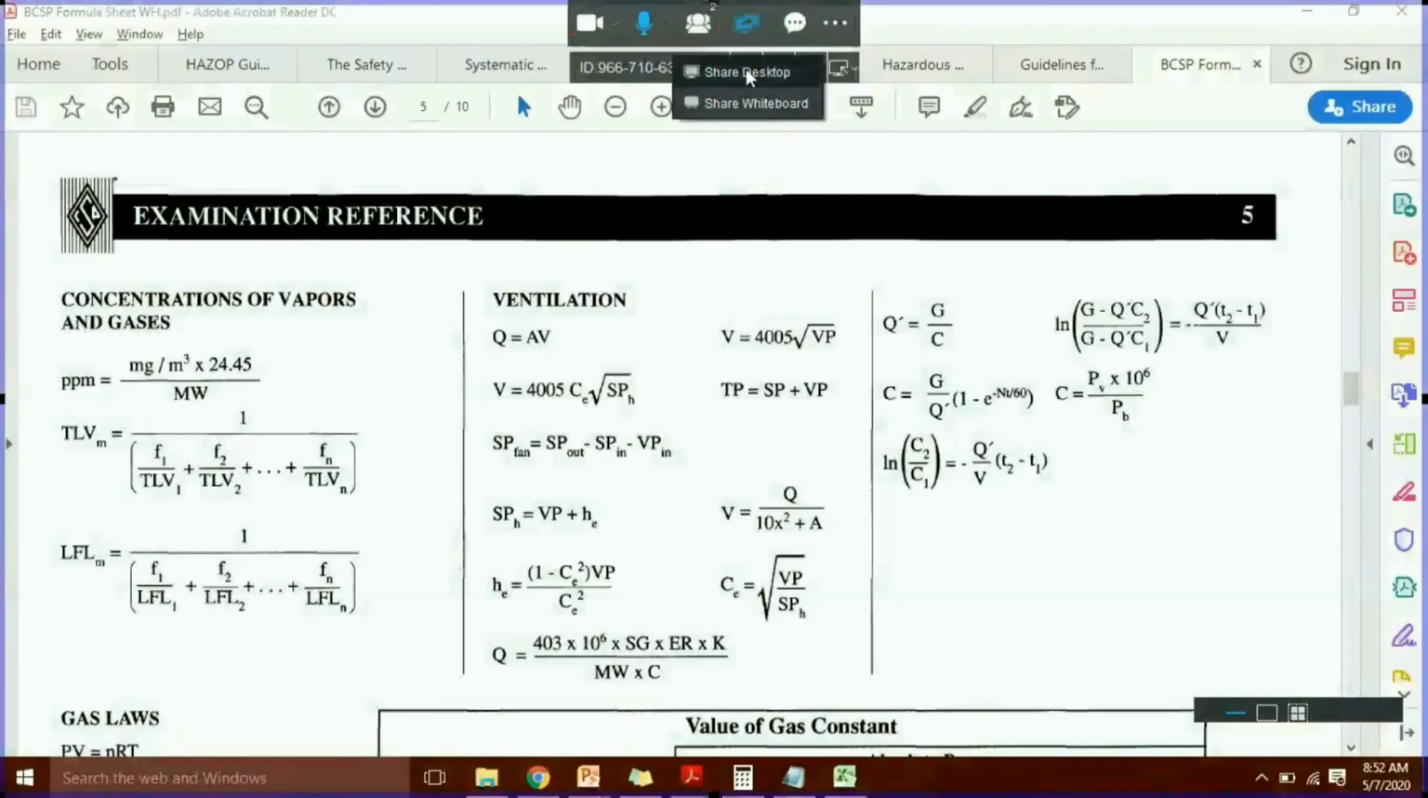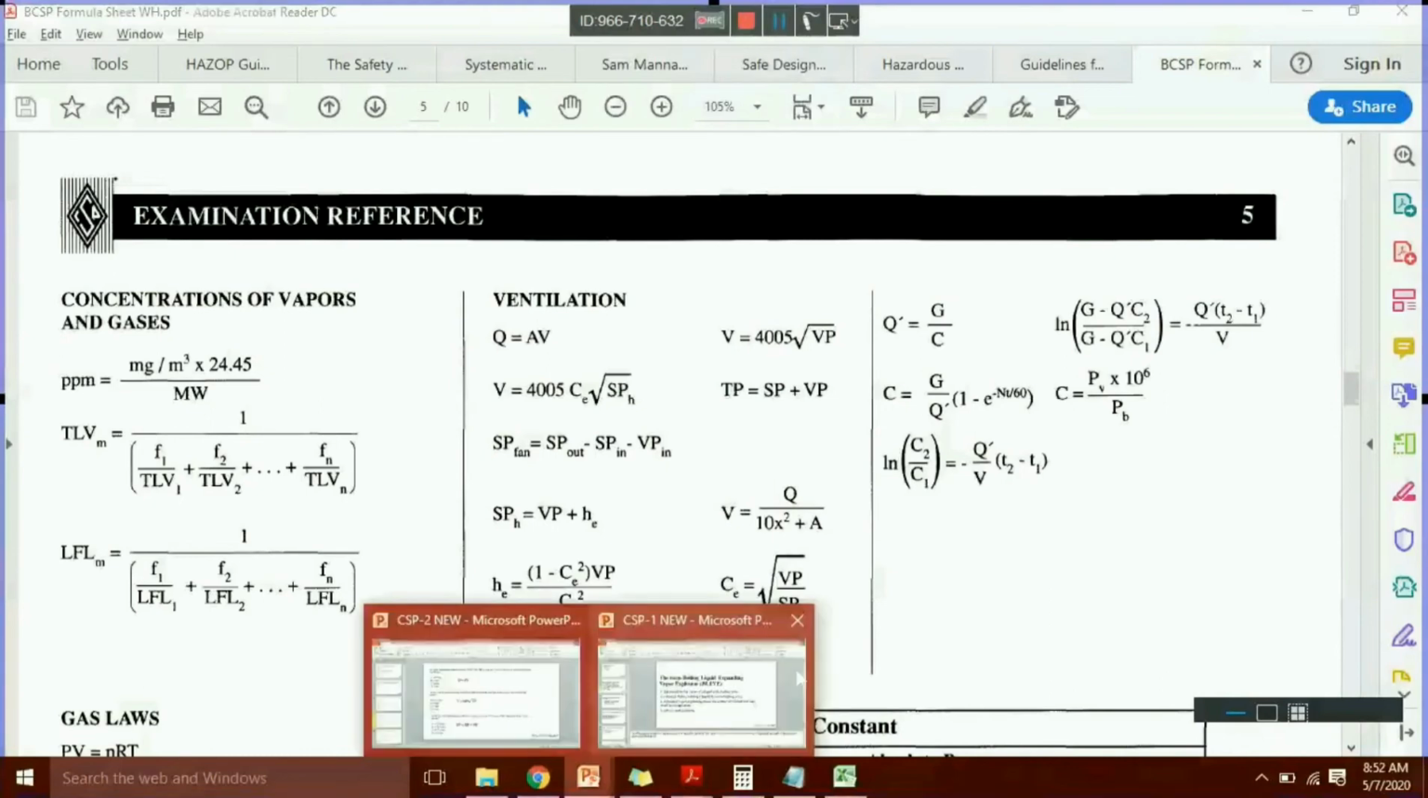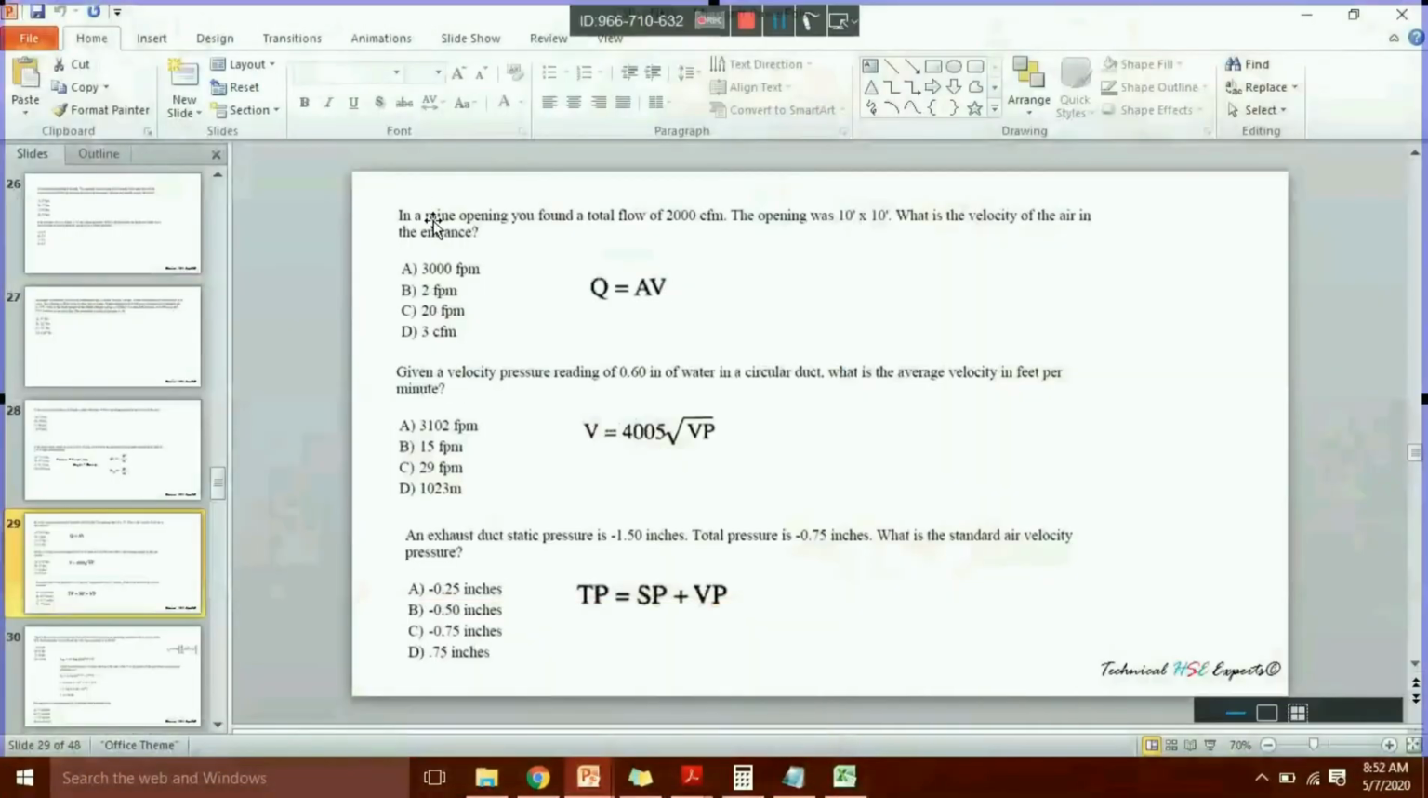Let us see the question so that it will be easy for you to understand. In a mine opening, you found a total flow of 2000 CFM. The opening was 10 feet into 10 feet. See, a single dash on top of the value represents feet. If they give a double dash on the value, it is inches. What is the velocity of air in the entrance?